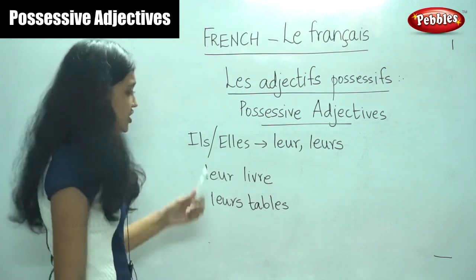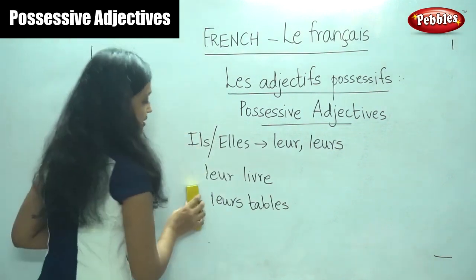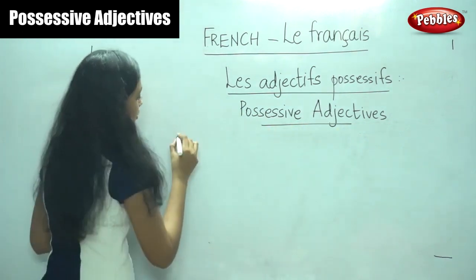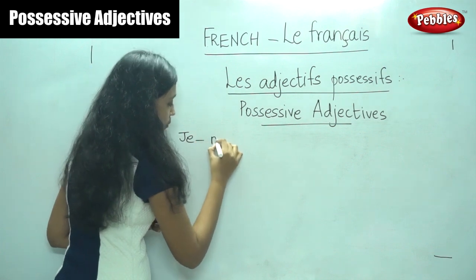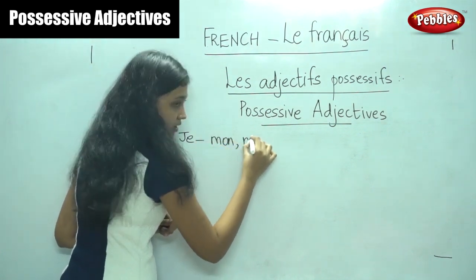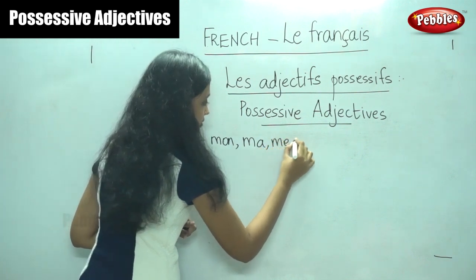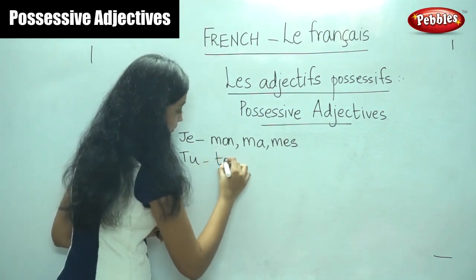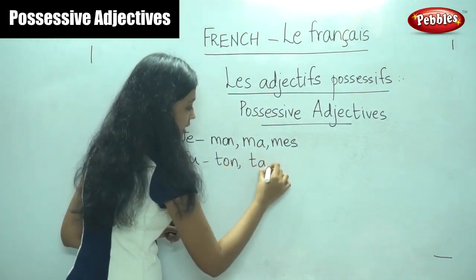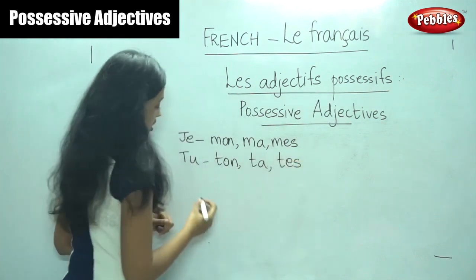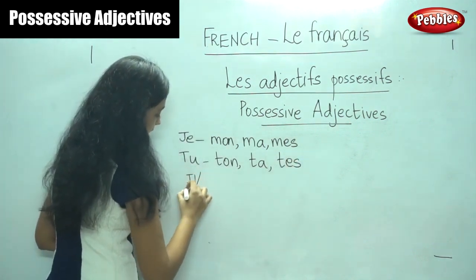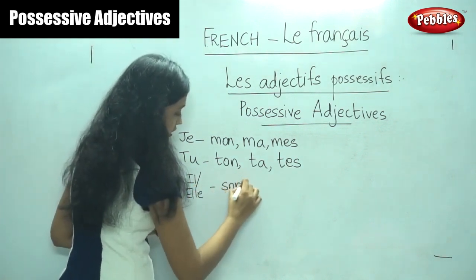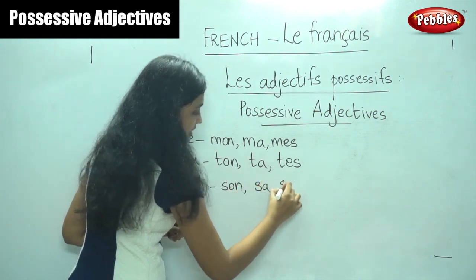So, once again, I'll just write down the possessive adjectives. It is very easy. So, for je, we have mon, ma and mes. For tu, we have ton, ta and tes. For il and elle, do you remember? Yes, we have son, sa and ses.